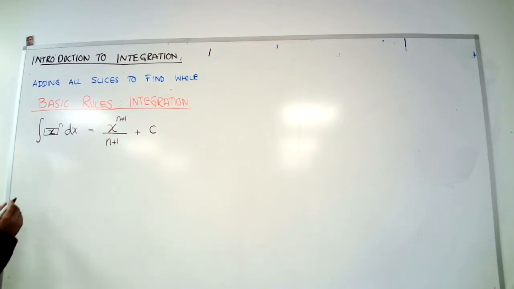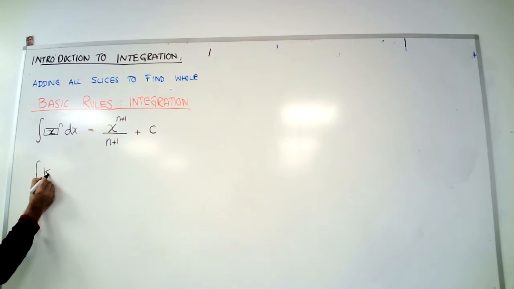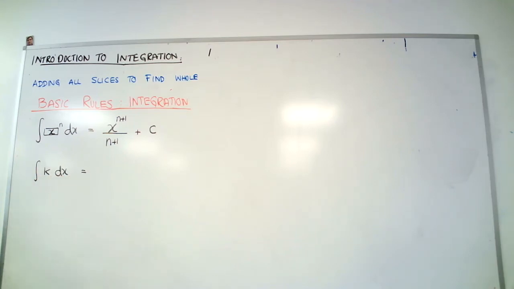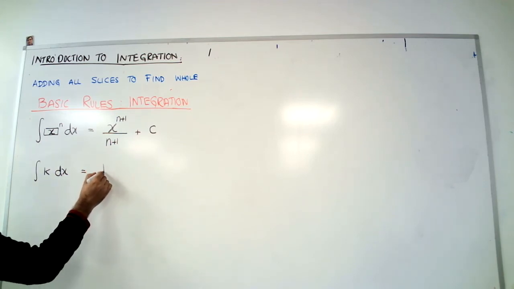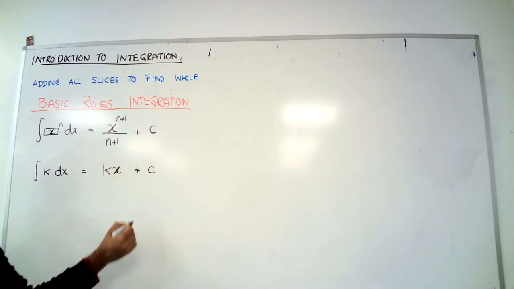Now, if I got integration of a constant, where k is the constant, like the number 5, 7, 8, or 9, integration of k will become kx plus c.